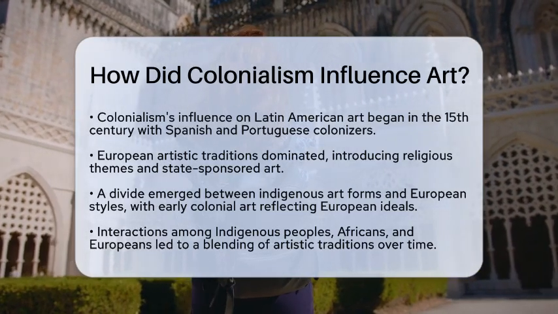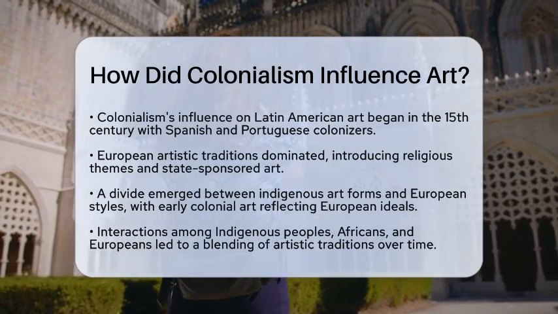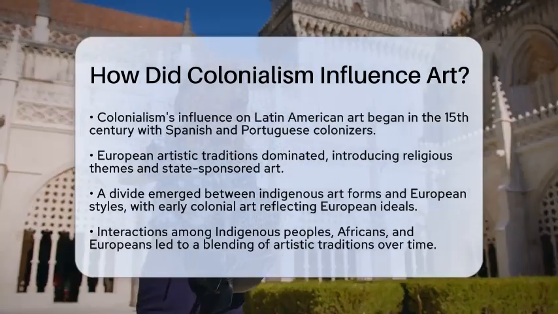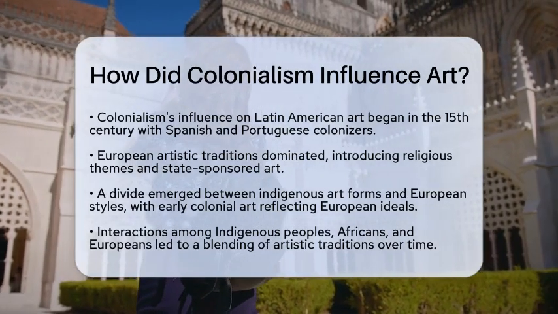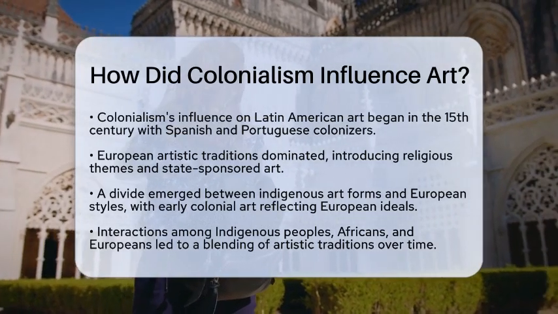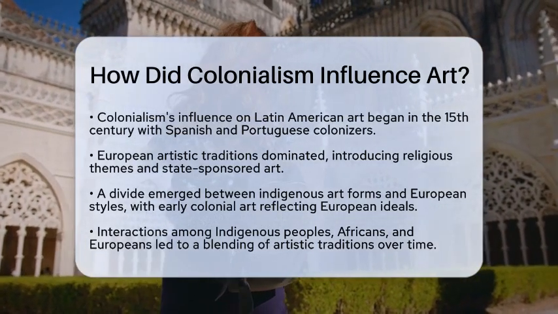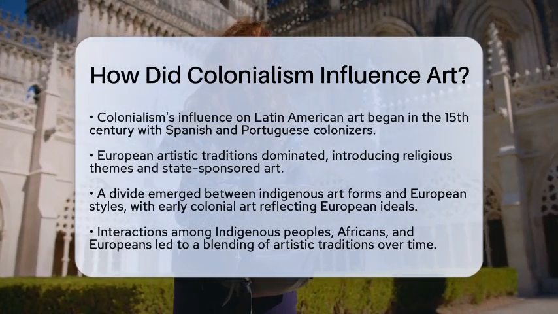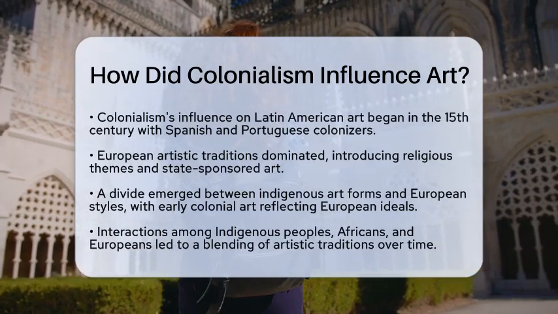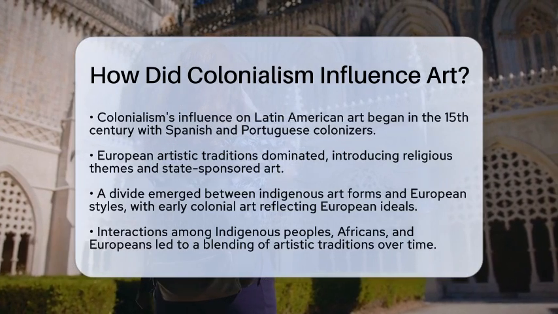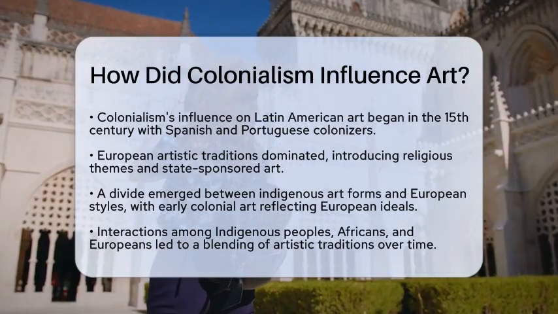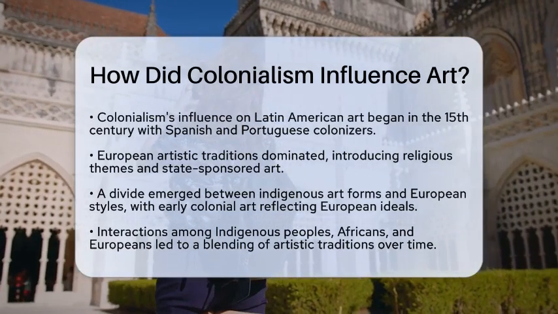Starting in the 15th century, when Spanish and Portuguese colonizers arrived, European artistic traditions began to dominate. They brought with them religious themes and state-sponsored art practices that reflected their political agendas. This created a clear divide between indigenous art forms and European styles, with early colonial art largely mirroring European ideals.